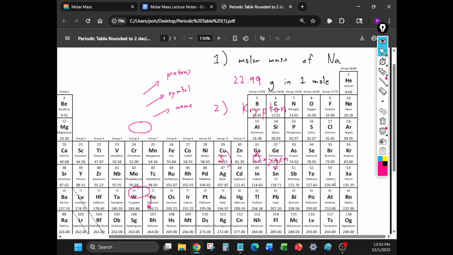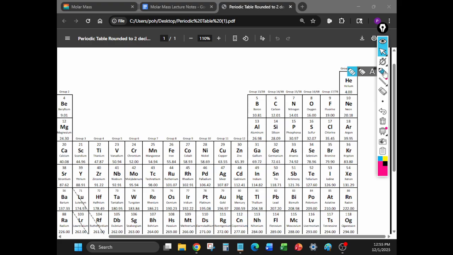So krypton is on the right side of the periodic table. If you take a look at krypton, the number on the bottom is 83.8. So for number 2, for krypton, it's going to be 83.8 grams in 1 mole. And for mole, a lot of times chemists just drop the E. So you can just write MOL if you want. Again, just look for the element and the number on the bottom.